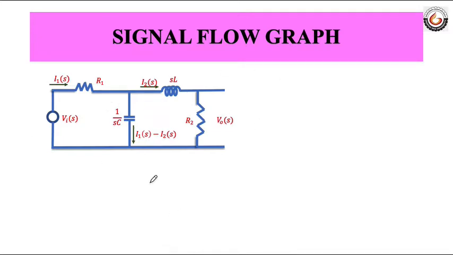I have input source Vi, two resistors R1 and R2, one capacitor, one inductor. Our output variable is well defined, it is the voltage across R2. So here I will take the branch current as I1. This is my branch current, not loop current. Okay, so branch current as I1, this branch current as I2. So this branch current will be I1 minus I2. So we will deal with these variables.